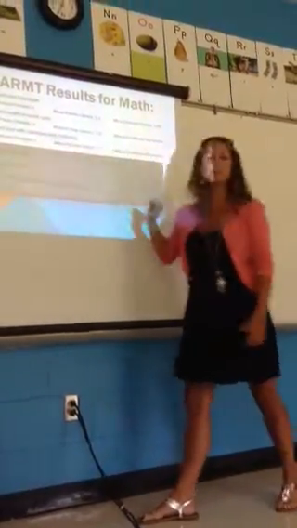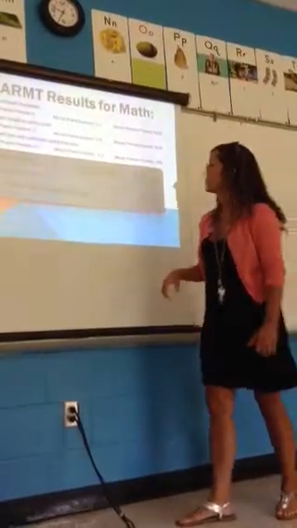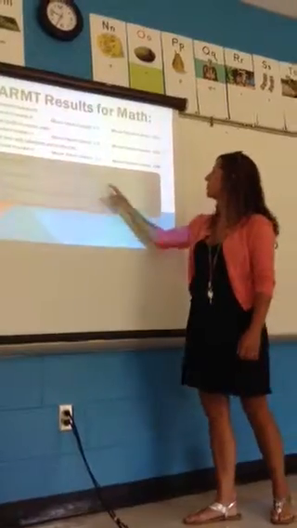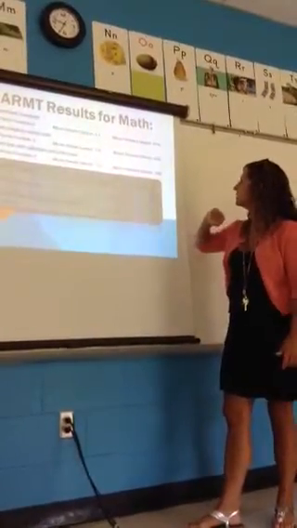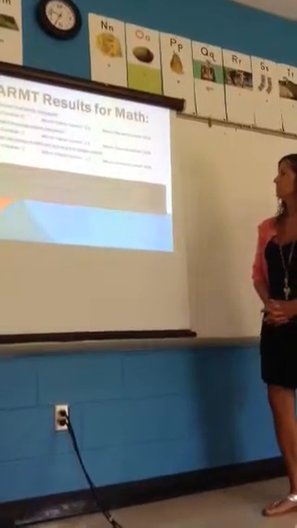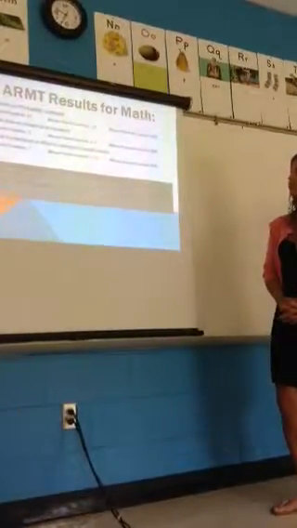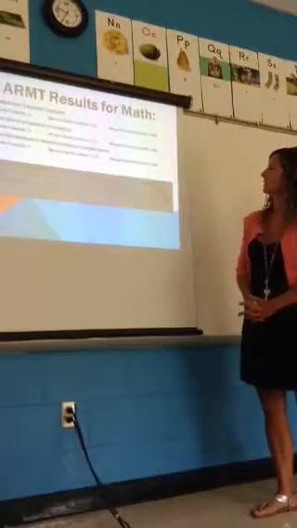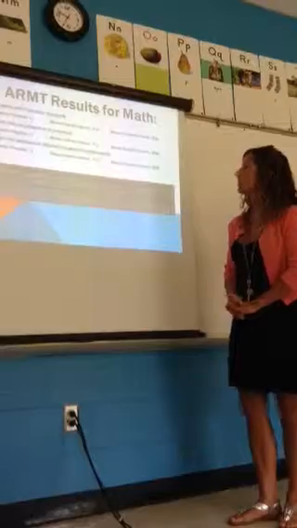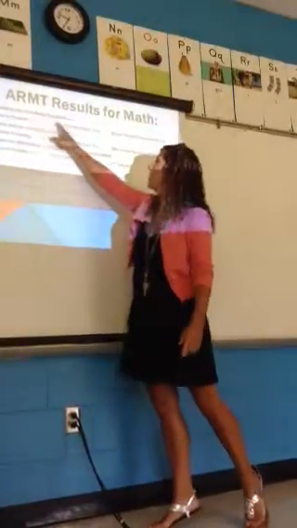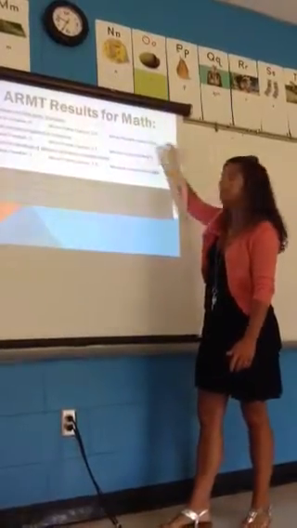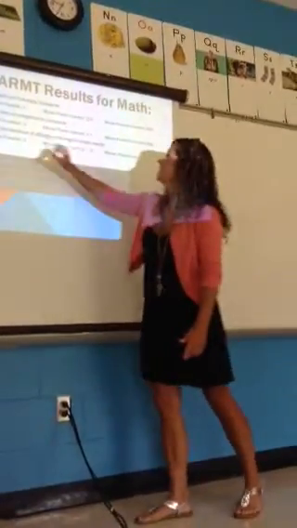Elapsed time with calendars into the hour. Total points possible is 3. Mean points correct is 2.3. And mean percent correct is 78%. Okay, data analysis and probability standards. Our total points possible was 6. Our mean points correct is 3.9. And our mean percent correct is 65%.